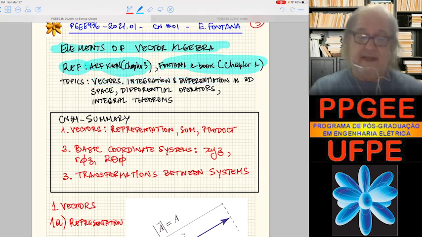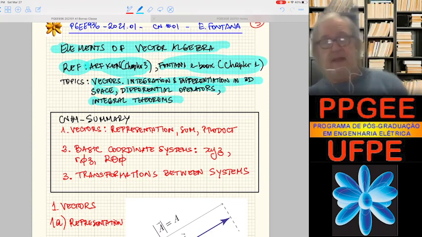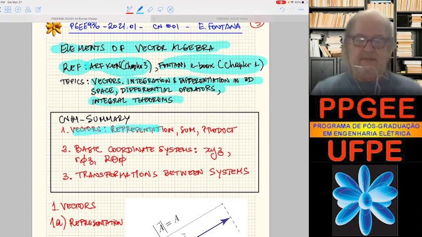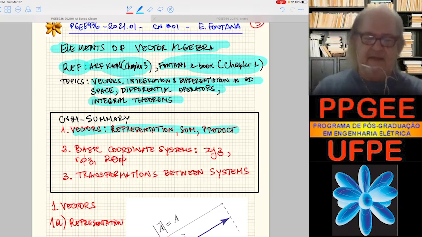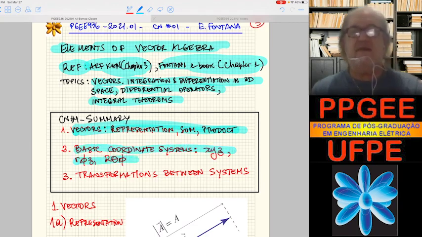This is the whole review of vector algebra, which includes vectors, integration, differentiation through space, differential operators, integral transforms. Specifically today, we're going to talk about very basic concepts, just to be complete on the representation of our mathematical elements. We're going to talk about vectors, their representation, how to make sum and product. Those very basic concepts are used in more advanced concepts to make the algebra work. We're going to talk about three basic coordinate systems, which you are familiar with already: the rectangular system, the cylindrical system, and the spherical system coordinates.